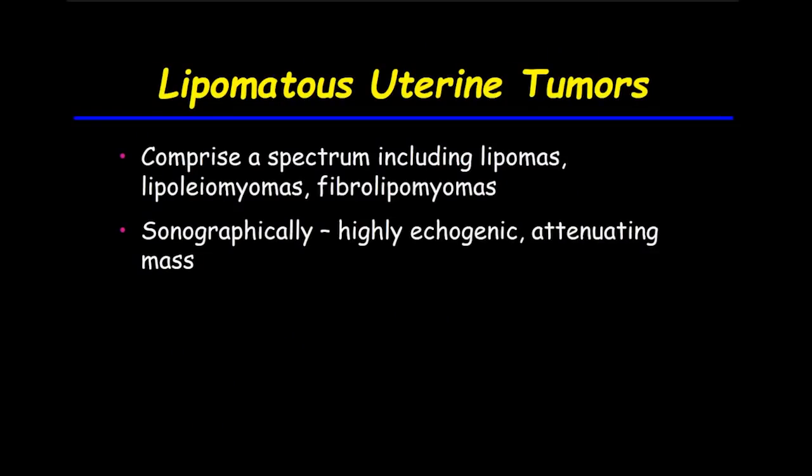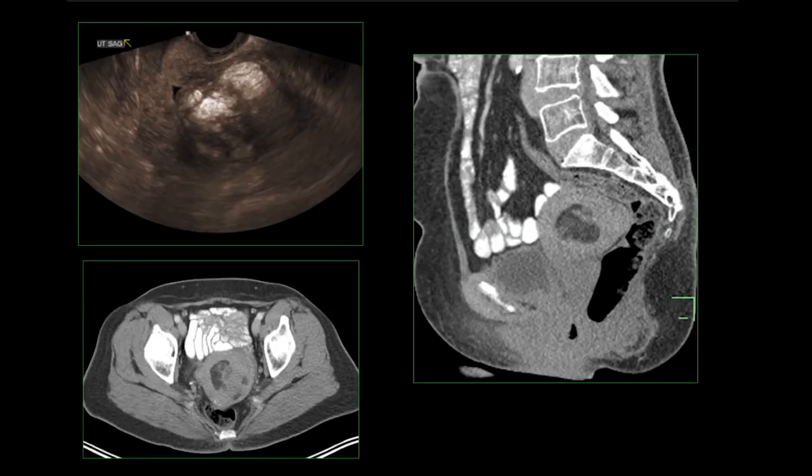Lipomatous tumors are rare and comprise a spectrum including lipomas, lipoleiomyomas, and fibrolipomyomas. The appearance on ultrasound is of a bright echogenic mass. Here we have a transvaginal image of the uterus demonstrating a heterogeneous submucosal mass with a few extremely echogenic regions. Also note the small amount of fluid in the endometrial cavity outlining the mass. Axial and sagittal images from a correlative CT demonstrate a large uterine mass containing macroscopic fat consistent with a lipoleiomyoma.